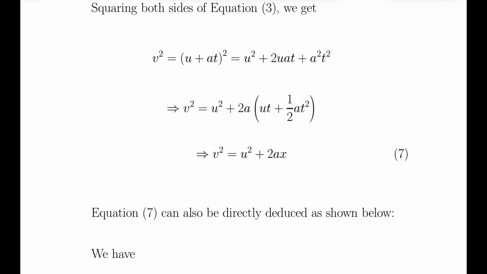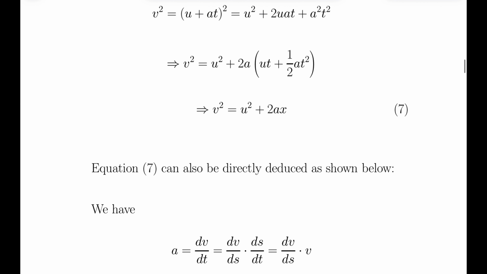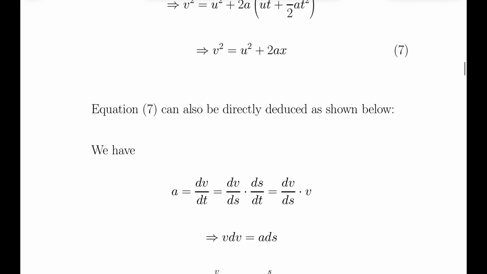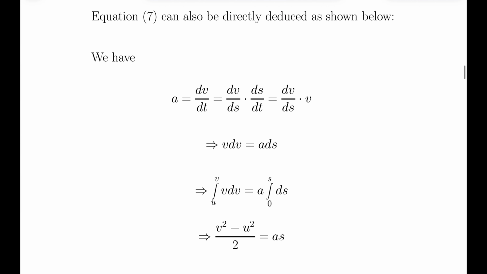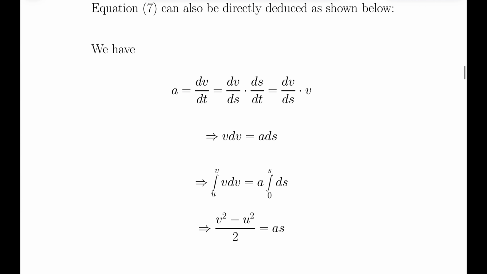Equation 7 can also be directly deduced as shown below. We have a equal to dv upon dt, as the rate of change of velocity is acceleration. I can write it as dv upon ds into ds upon dt. So ds upon dt is the rate of change of displacement. This is nothing but the velocity. So this can be written as dv upon ds into v, or we can write v times dv is equal to a times ds. Integrate both sides.